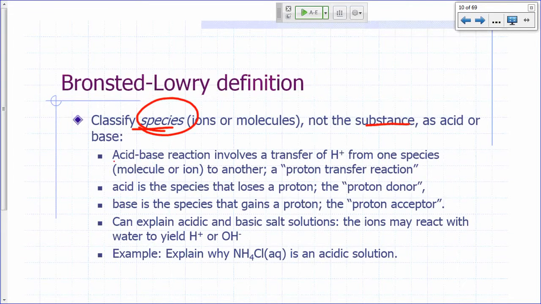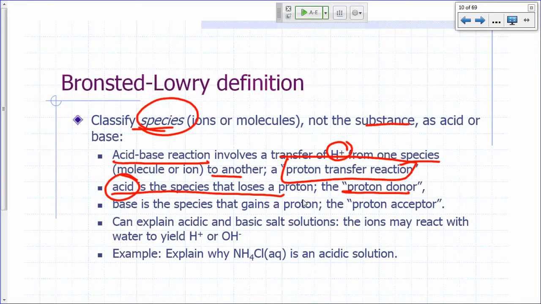According to the Bronsted-Lowry definition, an acid-base reaction is one that involves a transfer of a proton, transfer of H+, from one species to another. So any reaction that involves proton transfer is called an acid-base reaction. This is a more generic definition of acids and bases. During a proton transfer reaction, the species that loses the proton is called your proton donor, and that's your acid. The species that accepts the proton, that gains a proton, the proton acceptor, is your base.